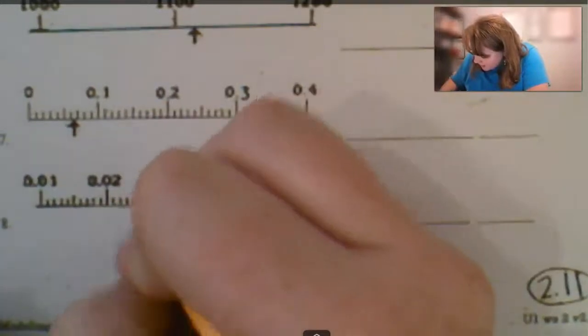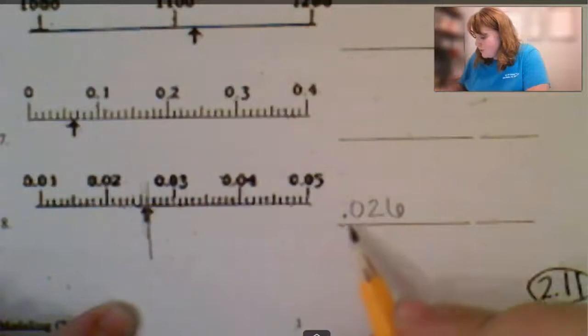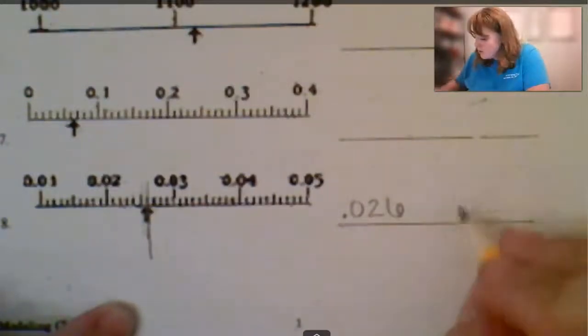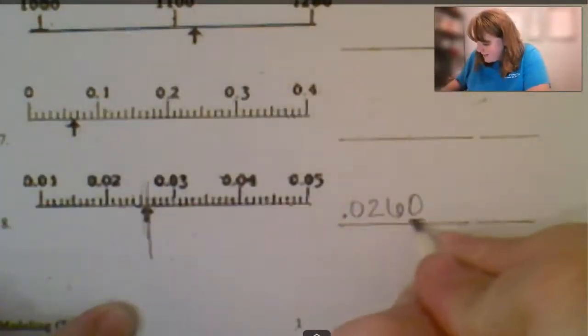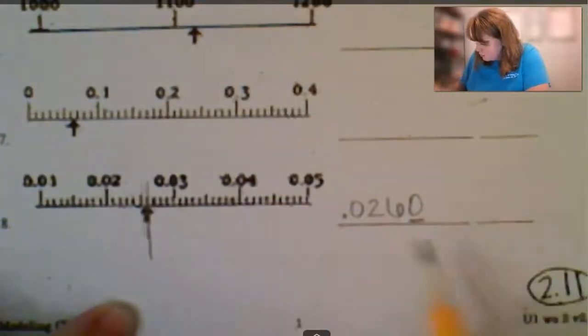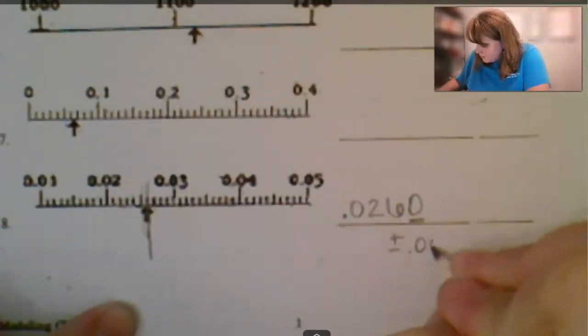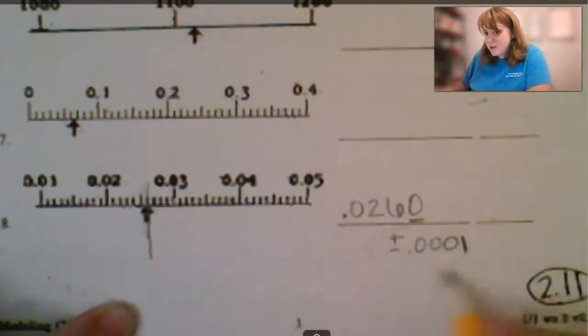I know it's 0.026. Now this arrow looks like it is right on the line. Okay, so I still have to have that estimated digit. So 0.026, and because it's right on the line, I'm going to estimate that that is a 0. And here I estimated the thousandths place, no, the 10,000ths place. So that might be plus or minus 0.0001 there.